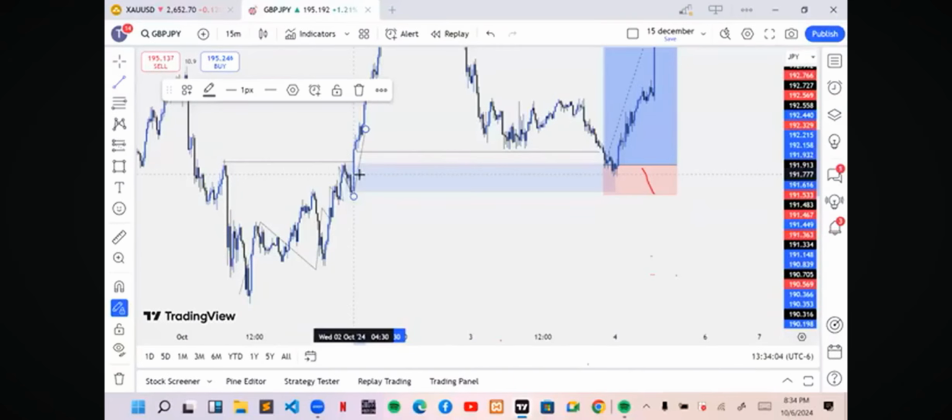If it was to be a market structure shift, this is what would happen. The market would change direction to the downside. But since it was a break of structure, the market continued to the upside. So it was maintaining its current trend while still breaking a key level in the market. That is the difference between a market structure shift and the break of structure.